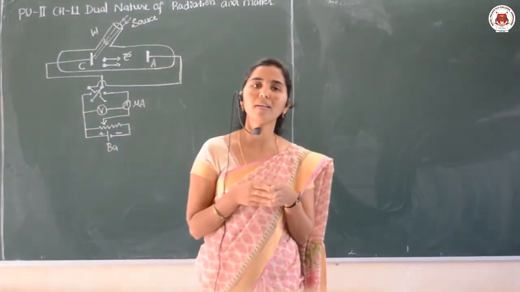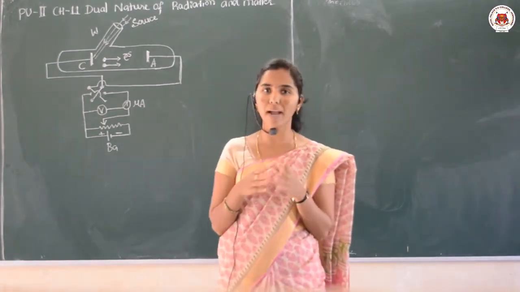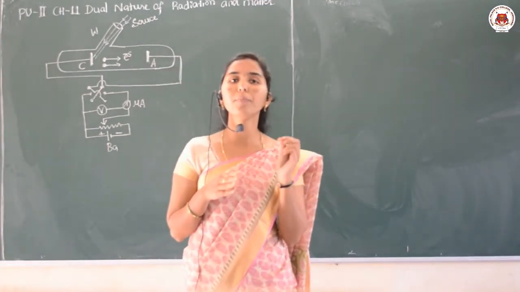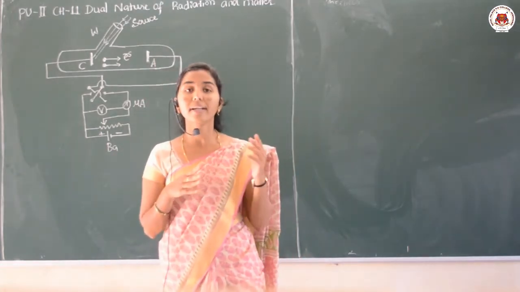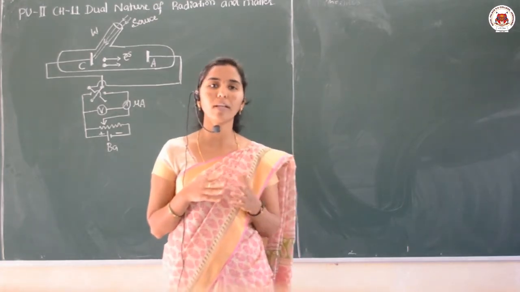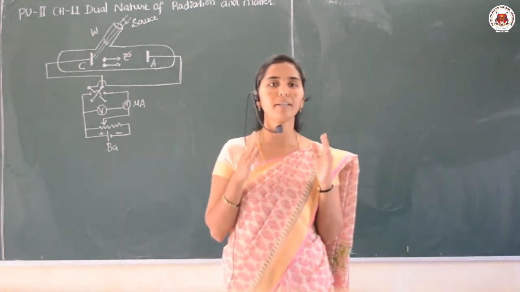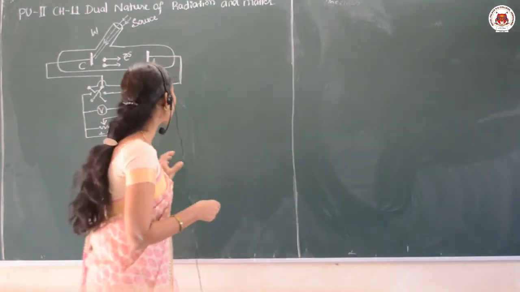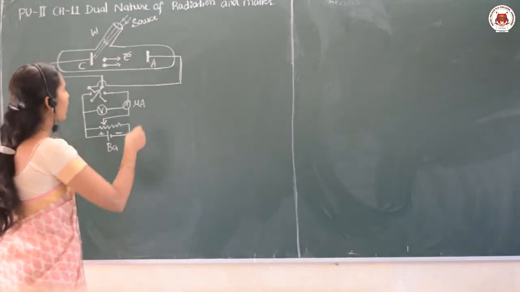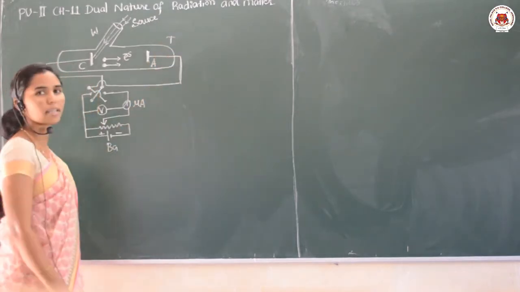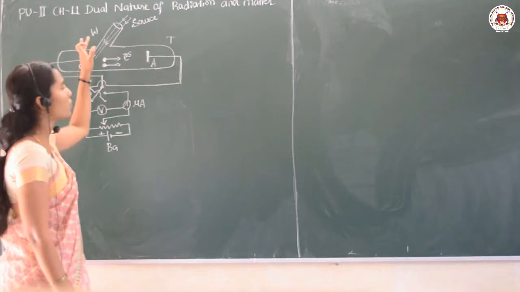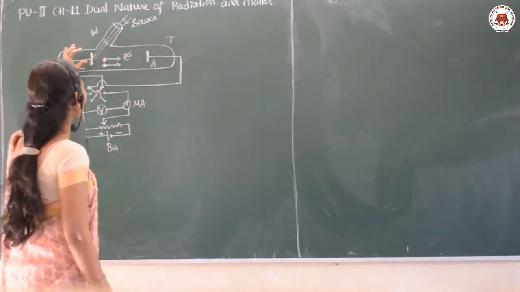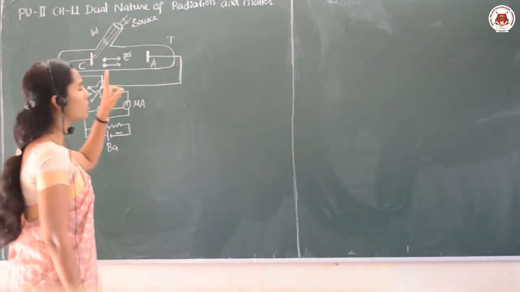We started the chapter dual nature of radiation and matter, right? And in the previous video I explained how the photoelectric effect takes place. In order to understand that, we need the experimental setup, and in that setup we have seen that we use an evacuated chamber, called an evacuated test tube T, supported with a quartz window W, and there is a monochromatic source, and in the experiment we have used two plates.